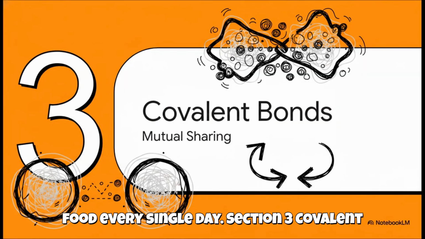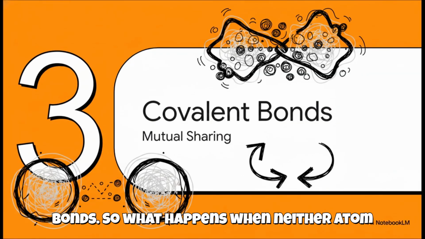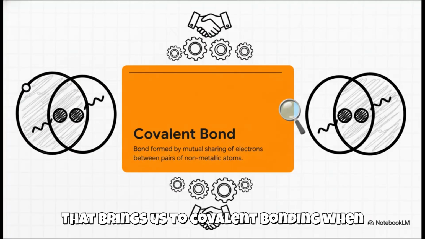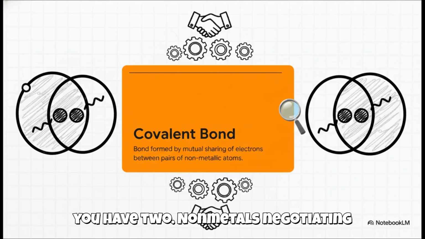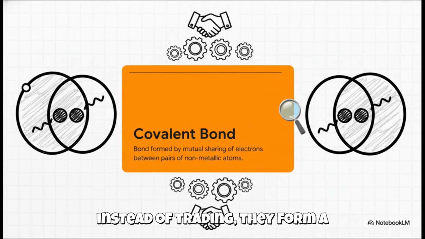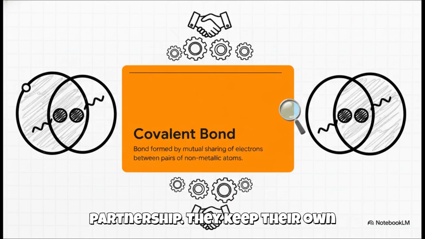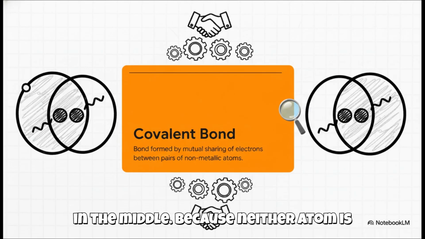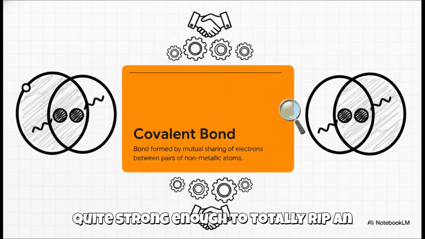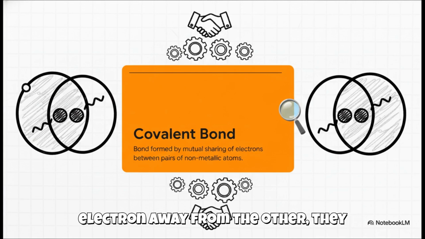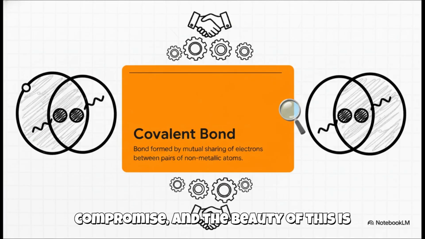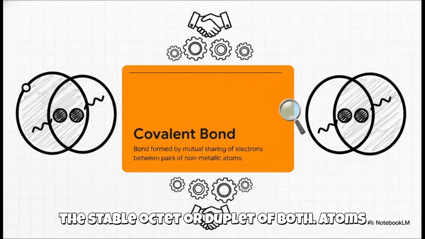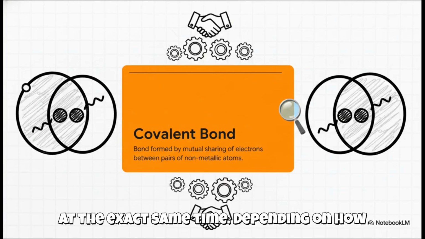Section 3, covalent bonds. So what happens when neither atom wants to give up an electron completely? That brings us to covalent bonding. When you have 2 nonmetals negotiating instead of trading, they form a partnership. They keep their own electrons, but mutually share pairs right in the middle. Because neither atom is quite strong enough to totally rip an electron away from the other, they compromise. And the beauty of this is that the shared electrons count toward the stable octet or duplet of both atoms at the exact same time.